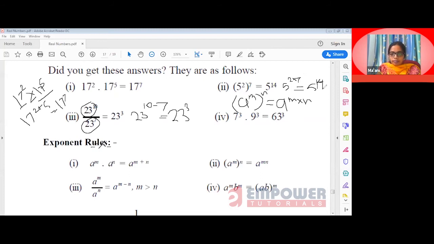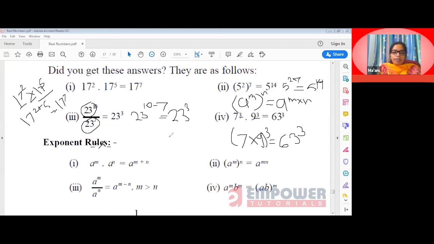Sorry. If you have different bases but you have same exponent, in that case what you have to do is multiply your bases keeping your exponent same. So you will get something like this, 63 raised to 3.